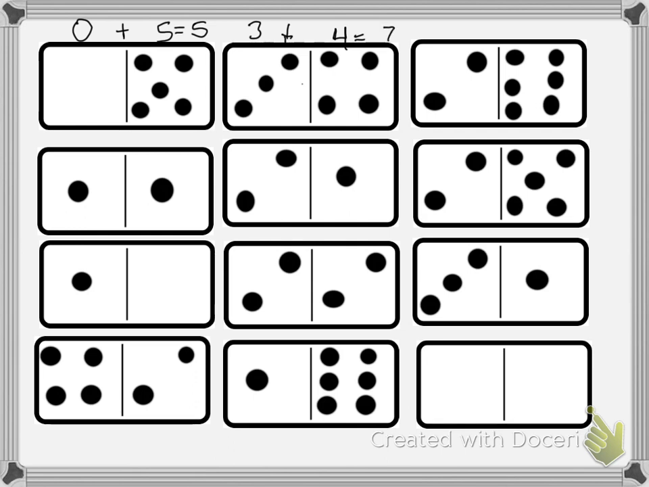The third domino has 2 dots plus 6 dots, which equals 8 dots total. On this one, we have 1 dot plus 1 dot equals 2 dots. So as you can see, there are multiple ways to make different numbers. On the second one, we have 2 plus 5 equals 7. Well, I already have a 7 here, so this is another way to make 7.